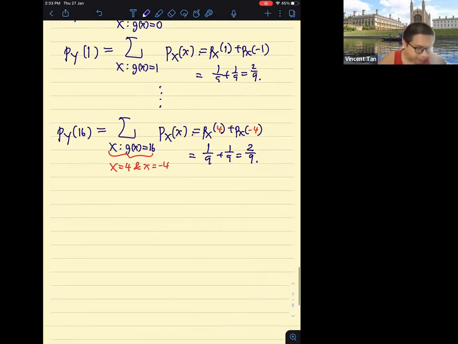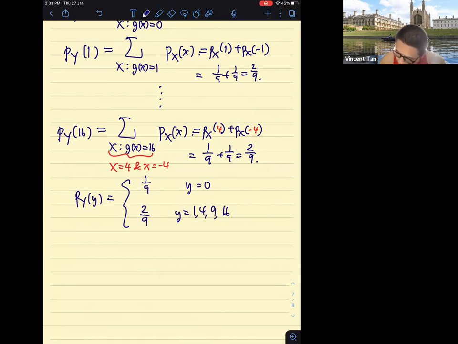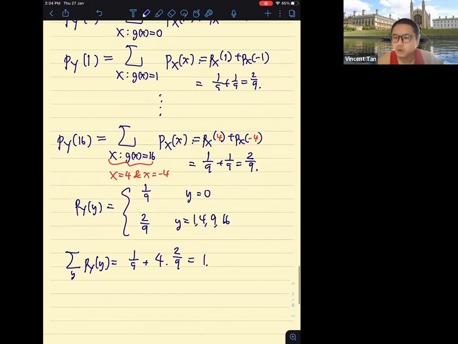So now what we have is that the probability mass function of y can be completely determined. If y is equal to 0, you have 1 over 9. If y is not 0, and in particular 1, 4, 9, 16, you have 2 over 9. And this should add up to 1. So, sum over all possible values of y, p_Y(y) is 1 over 9 plus 4 times 2 over 9, which is 1. So that's good. We checked that. Okay, is that clear?